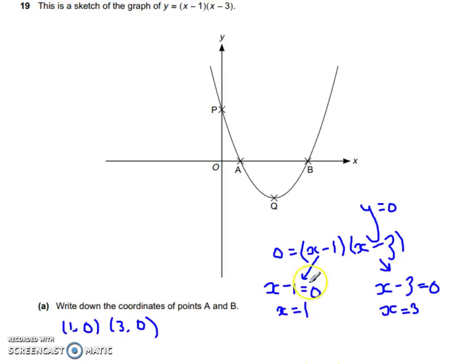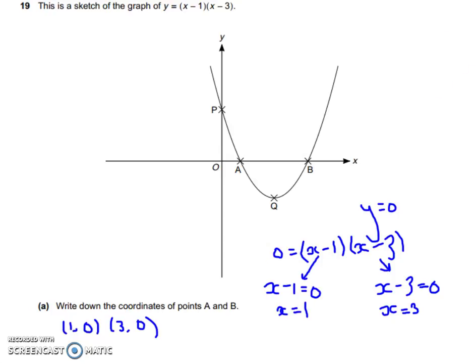And this works because if x was 1, 1 take away 1 is 0, so 0 times anything gives us 0. And on this side, if x was 3, 3 take away 3 is 0. So it doesn't matter what the other bracket is, 0 times anything is 0. That's how you get your answer to part A.